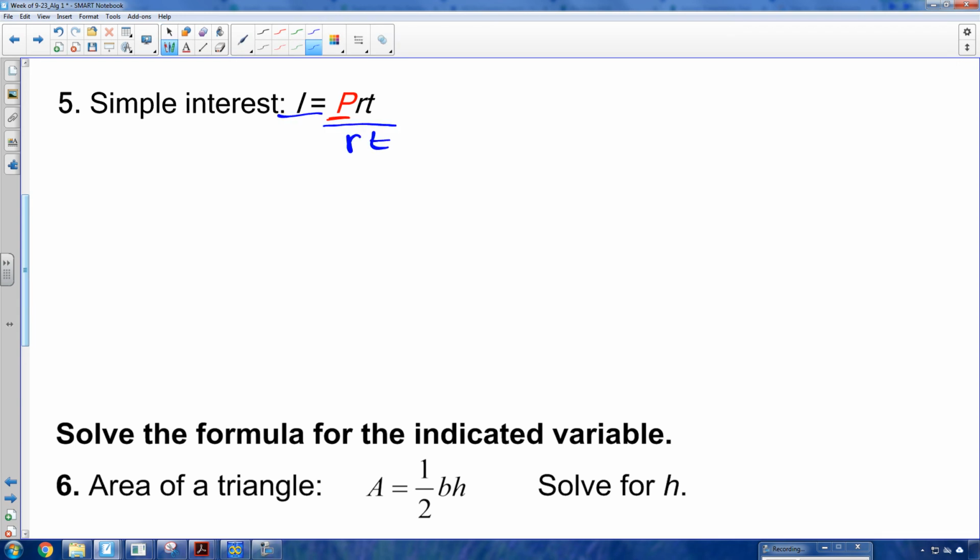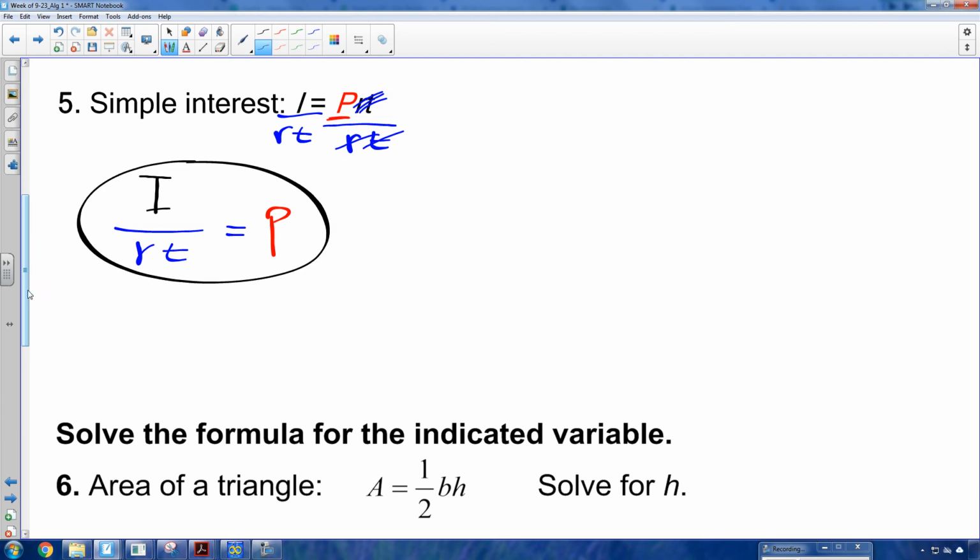That's it. So this is going to cancel out, and you'll get P equals, this is an I, by the way, not that it matters too much, I over RT. You'll notice that your answer does not simplify out to a number. That's what these rearranging or literal equations are all about.